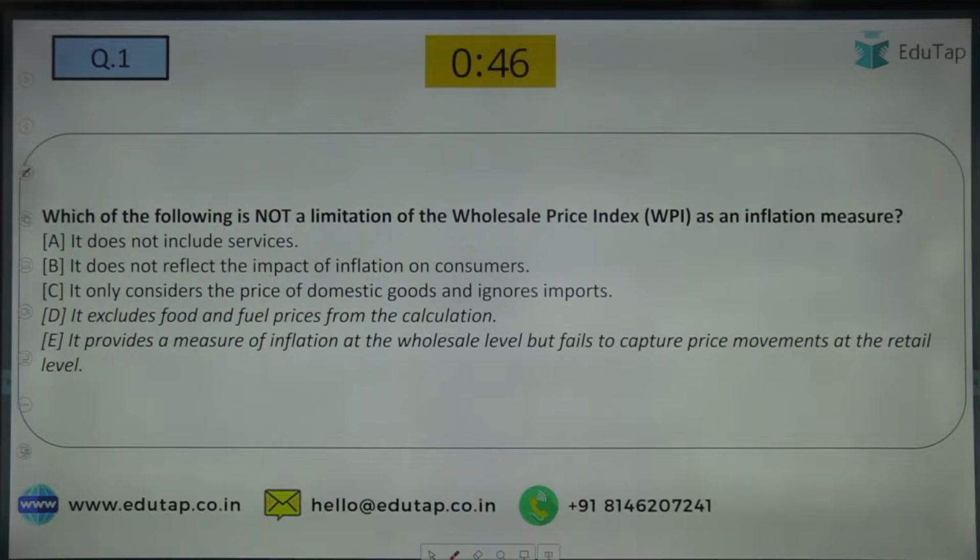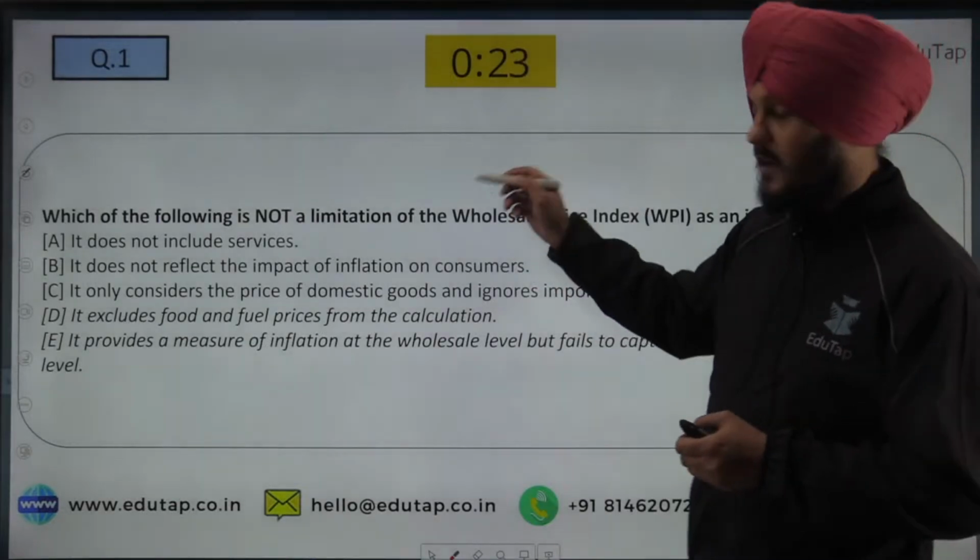Option A, it does not include services. Option B, it does not reflect the impact of inflation on consumers. Option C, it only considers the price of domestic goods and ignores imports. Option D, it excludes food and fuel prices from the calculation. And option E, it provides the measure of inflation at the wholesale level but fails to capture price movements at the retail level.